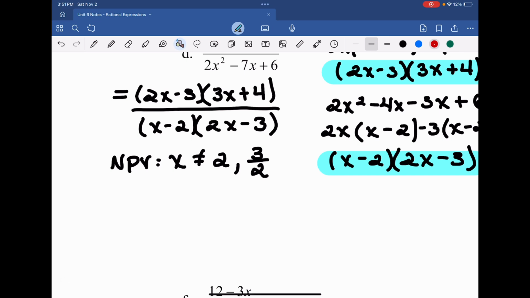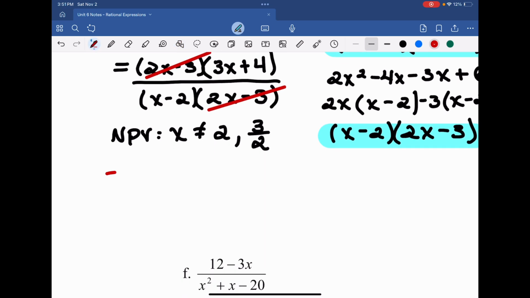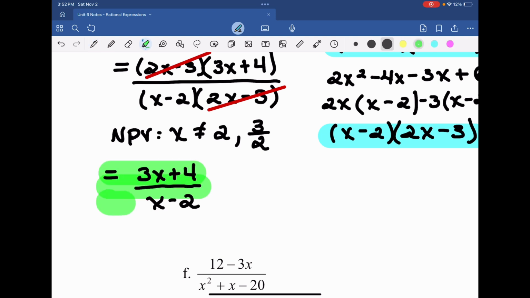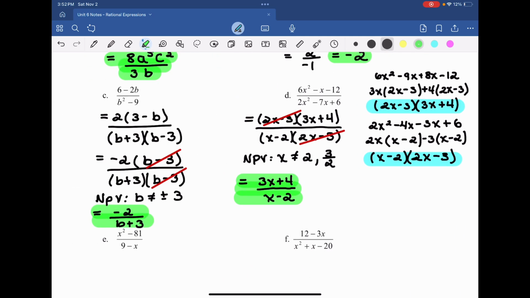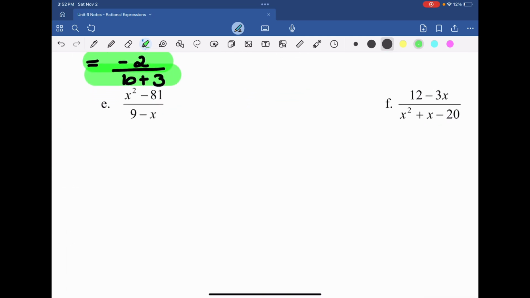As soon as you figure out what your MPVs are, if there's a common binomial, get rid of that piece. This is going to be equal to, and let's make sure I match the color here, 3x plus 4 divided by x minus 2. And once you get to this stage, you don't need the brackets. Unless there's multiple binomials, you can leave it as this. And this would be your final solution here. All right, now let's go down to part E.